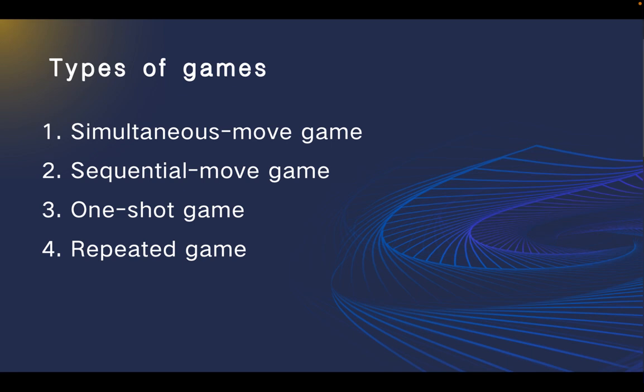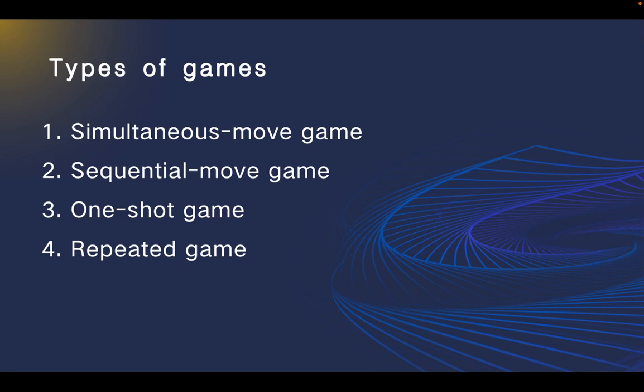The first one is the simultaneous move game. Same as the name, it's a game in which each player makes a decision without knowledge of the other players' decisions. For example, you are playing a game and you need to make a decision with the other player at the same time.